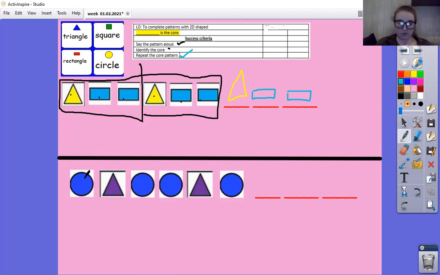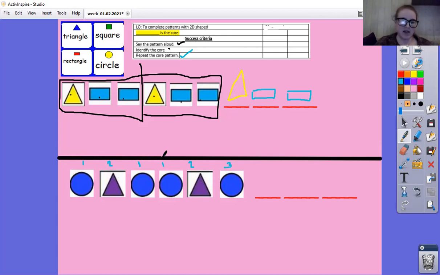Identify the core. Okay, so like I said, there's a blue circle here, and there's a blue circle here, but there's also a blue circle here. Well, next, I'm looking for a blue circle, and then straight afterwards a purple triangle. This blue circle does not have a purple triangle after it, so that cannot be the start of my next core. But this blue circle does have a purple triangle after it, so this could be the start of my next core. So after the purple triangle, we're looking for another circle.